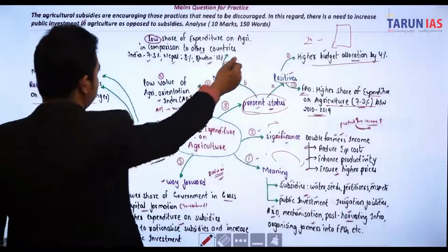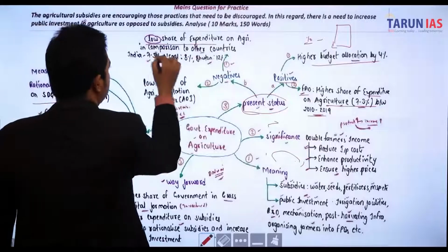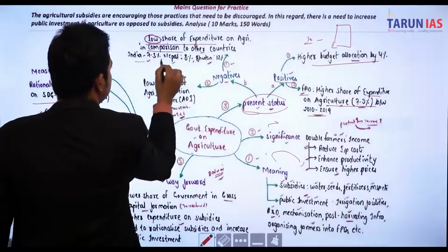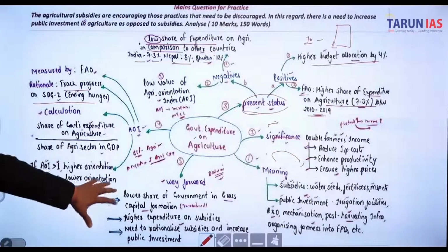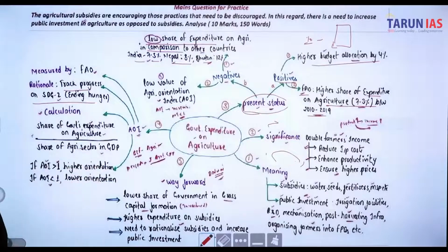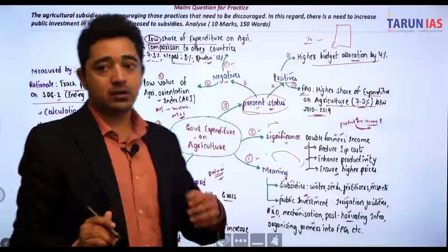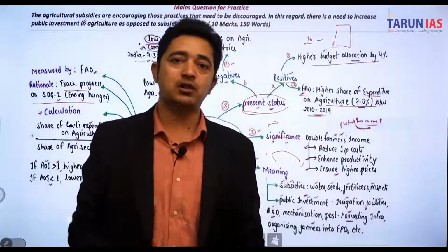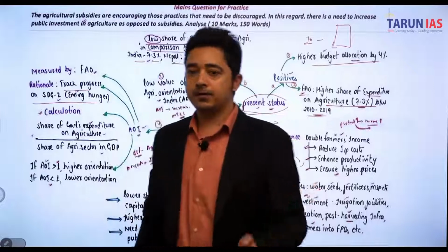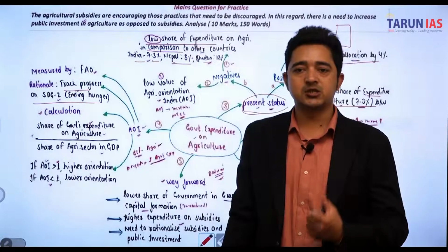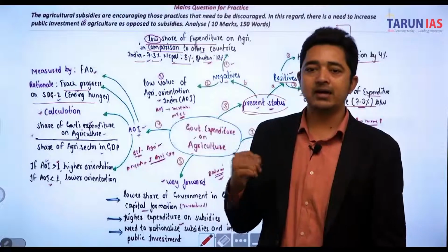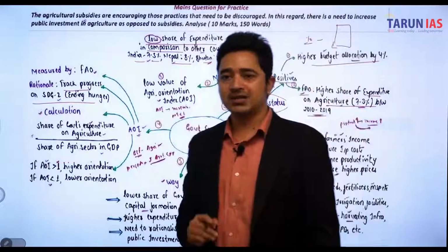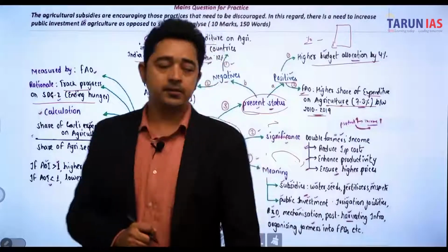The negative part, which we have already discussed: low share of expenditure on agriculture in comparison to other countries, 7.3%, Nepal 8%, which we discussed earlier. But in short, on one page we can easily revise it. Because at the time of examination, we do not have sufficient time to revise all the content we studied earlier. We must have short and crisp notes so that we can revise them multiple times and are able to write in the mains exam and recall easily in the prelims exam, right? Okay.